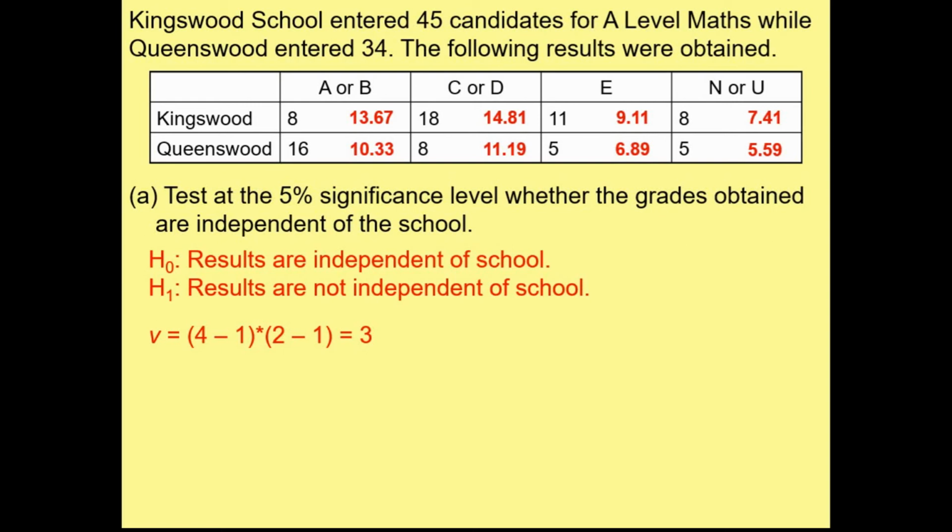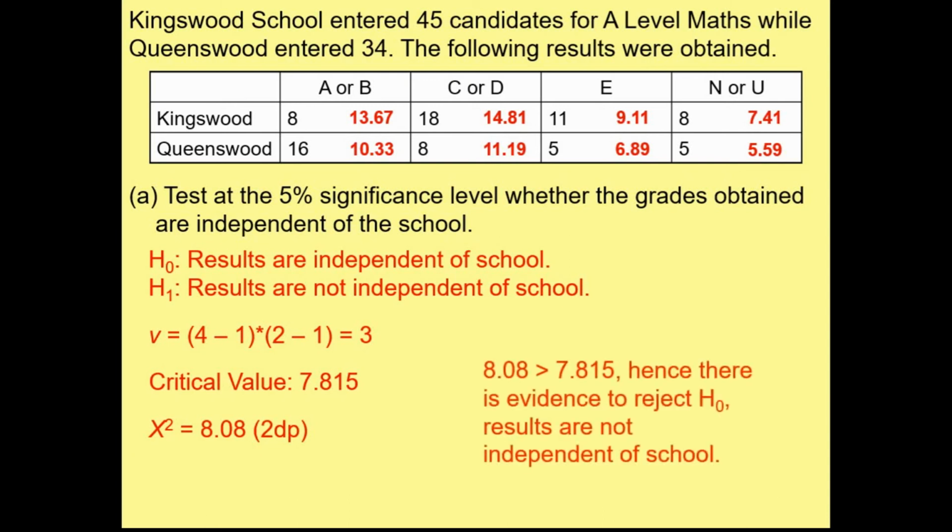The degrees of freedom this time, 4 columns, 2 rows, so 4 minus 1 times 2 minus 1 gives us 3. The critical value, 5% to the right with 3 degrees of freedom, is 7.815. Our test statistic has come out to be 8.08, and we can see that that is greater than the critical value, hence it has fallen in the critical region. There is evidence to reject the null hypothesis. Results are not independent of school.